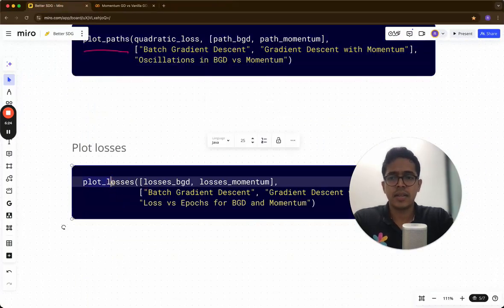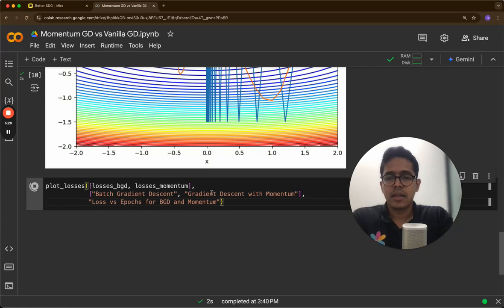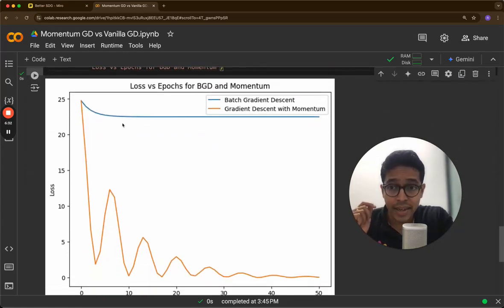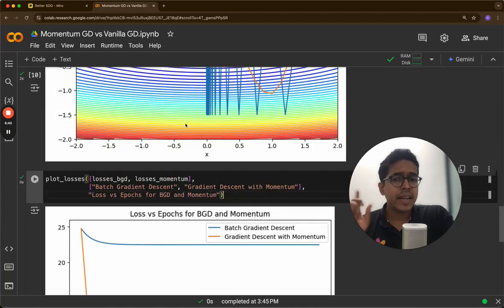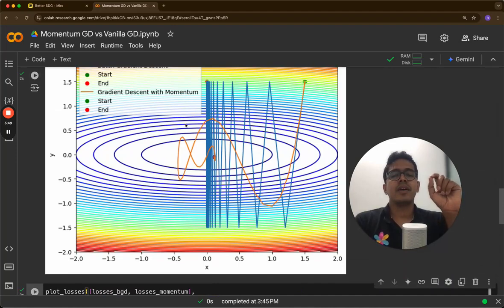not just the path. So when we plot the loss, you will see that the loss for batch gradient descent is high, and the loss for momentum based gradient descent has come close to 0. The loss is something like 22.5. So this is close to 22.5. And can you tell why this is close to 22.5? Because the loss we have defined to be x square plus 10y square.